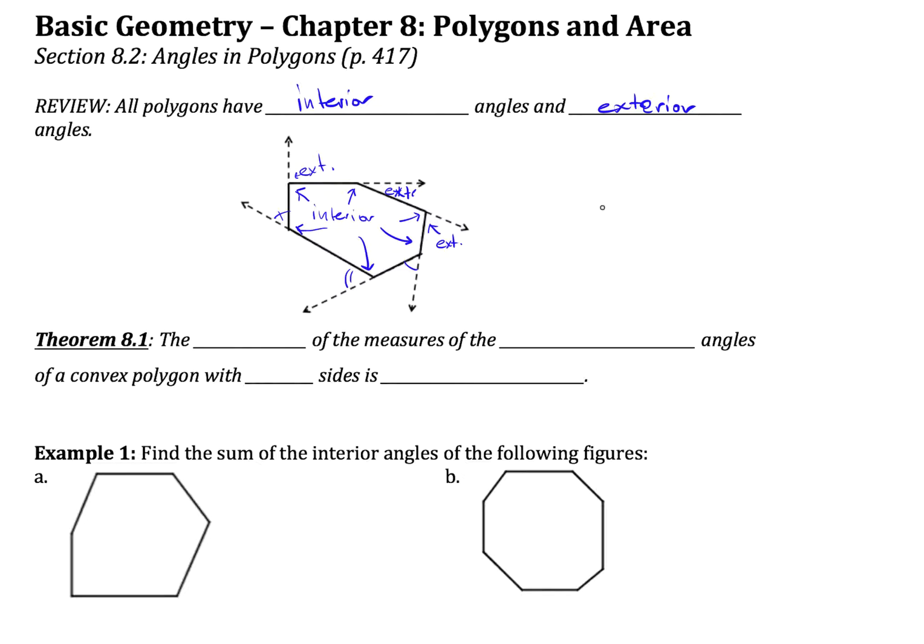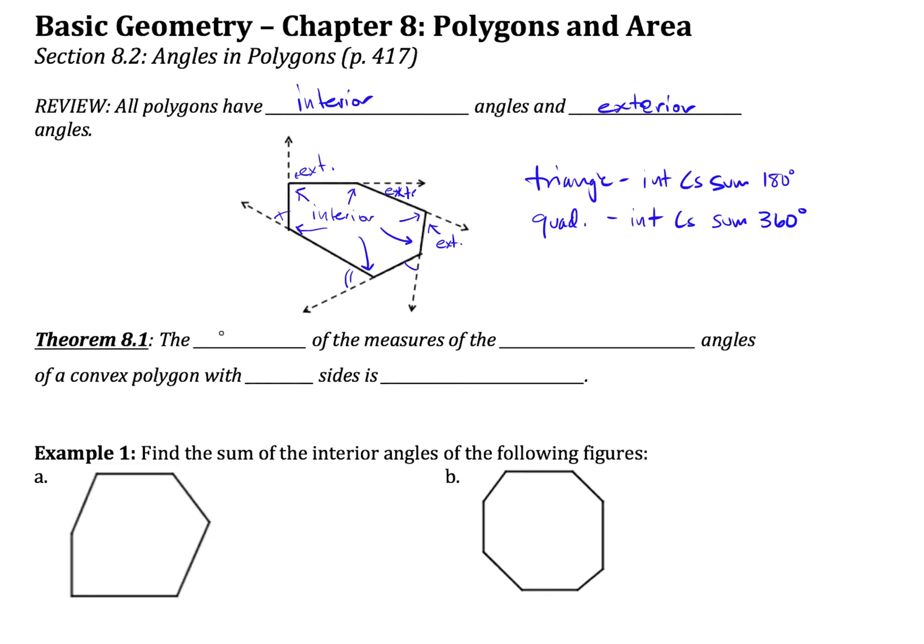Now, we remember that for a triangle, when you added all the interior angles together, we had 180 degrees. And we also talked about that for a quadrilateral, the interior angle sum was 360 degrees. Well, for this lesson, we're going to be extending that past triangles and quadrilaterals, and we'll be looking at a way to determine what the interior angle sum is for any polygon. And that comes up in Theorem 8.1 right here.